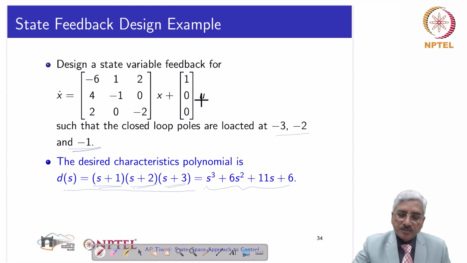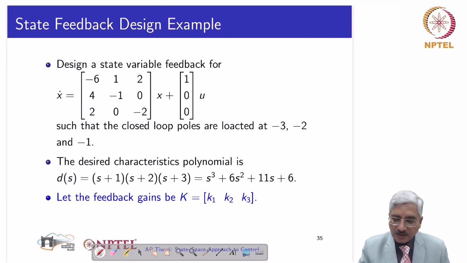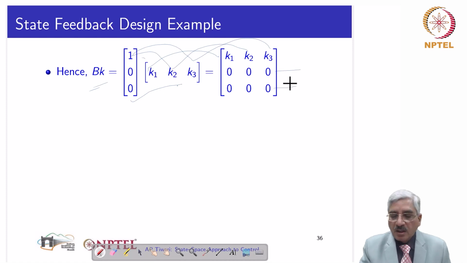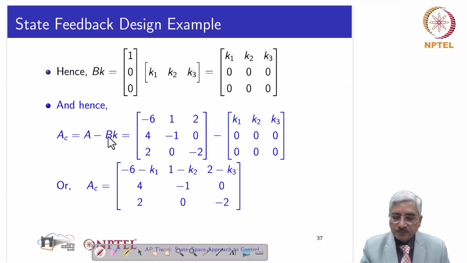This A is there, this B is there, and K will be K1, K2 and K3 like this. So the product BK will be [1 0 0] transposed times K1, K2, K3. So 1 times K1 is K1, 1 times K2 is K2, 1 times K3 is K3, and 0 times K1, K2, K3 will give the 0 rows. So BK is equal to this. And so A minus BK will be, this is A and this is BK, and thus we get this matrix.